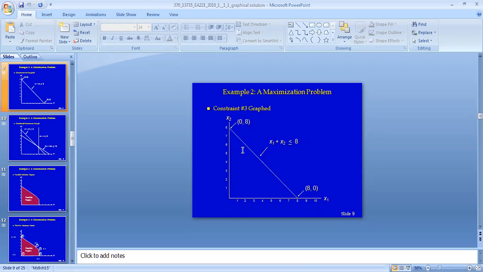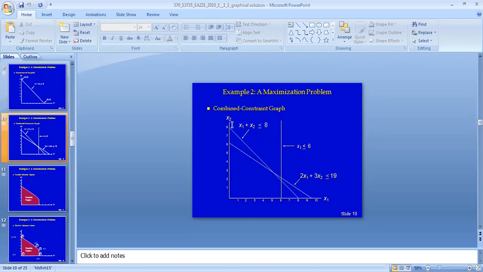Just adding this, we get the third constant. So combined we get three constants like this. This is the first constant, and this is the second constant, 19 by 2 and 19 by 3. And this is the third constant. Understand? This is the third constant.